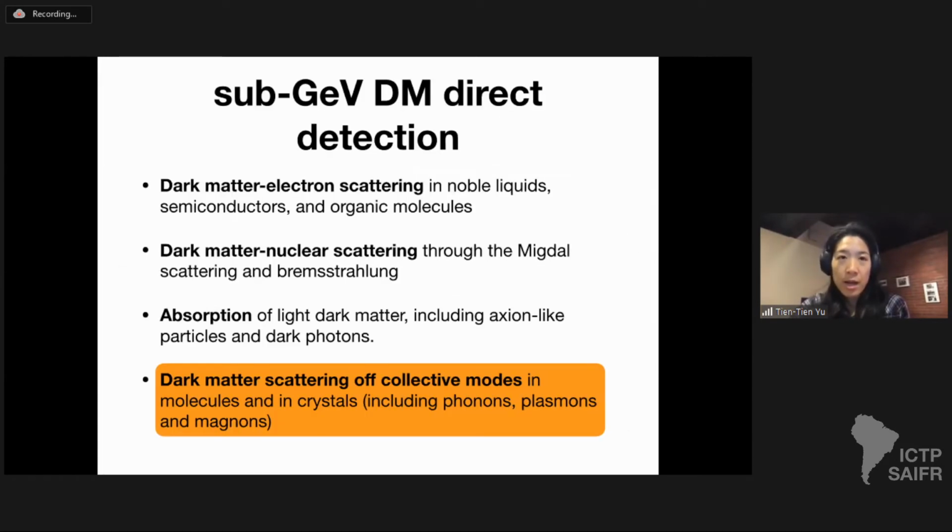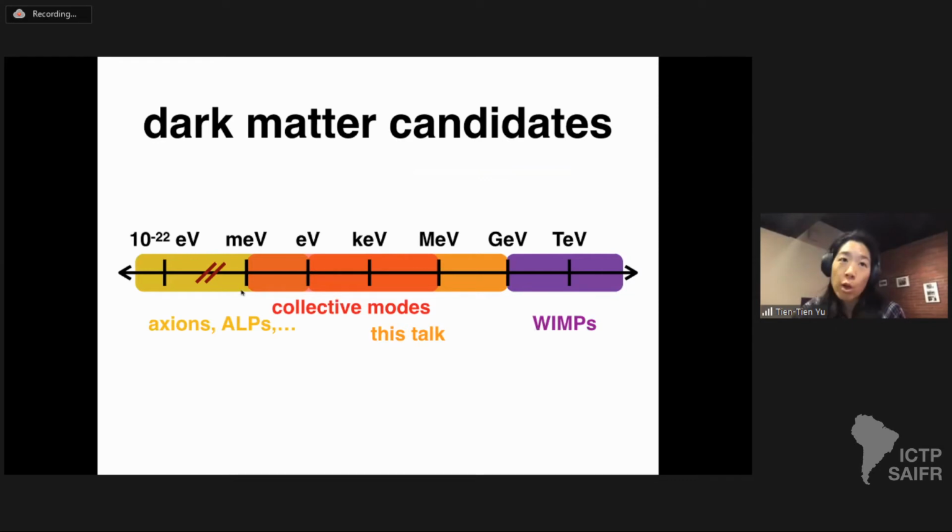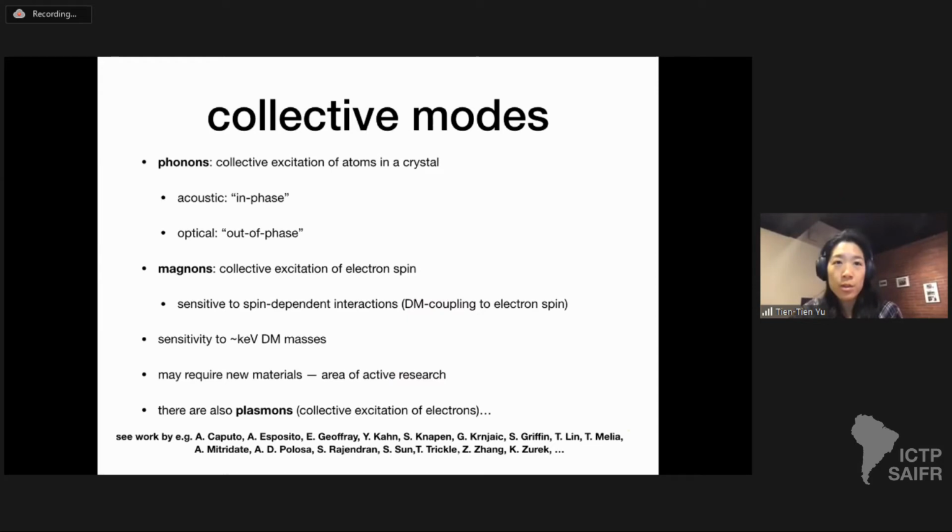And I had this last thing about collective modes. This is not something I work on, so I was not going to go into it in much detail. But here the idea is, instead of scattering off of single things, you scatter off of a collective mode, for example, phonons and plasmons and magnons in molecules and crystals. And this allows you to go down even lower in mass, down to milli-eV masses. There's been quite a lot of work done here that I list, probably not a complete list of folks who have thought about that. So if you're interested in collective modes, I would contact these folks instead.